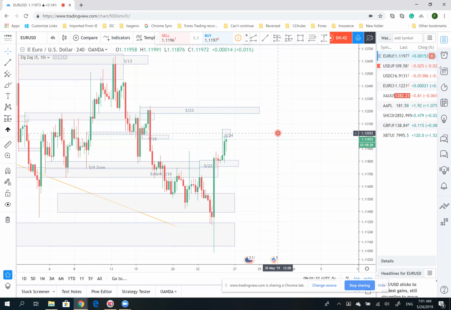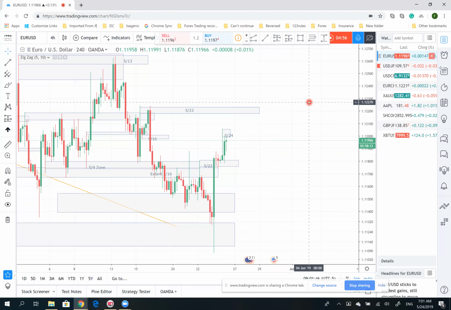However, my loss is 1%, 2%, it doesn't matter. I always calculate that using this trading wheel. You can always calculate your risk percentage. However, my loss is only 1 time my risk.